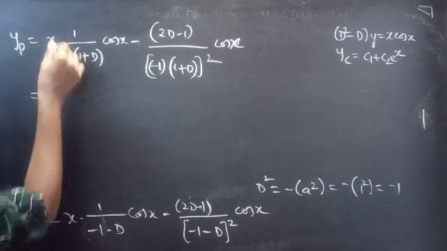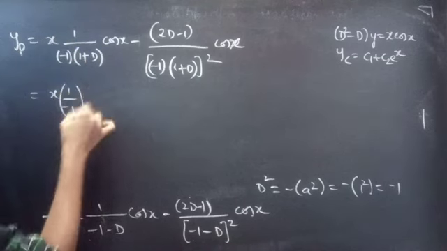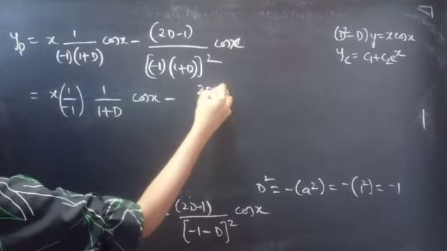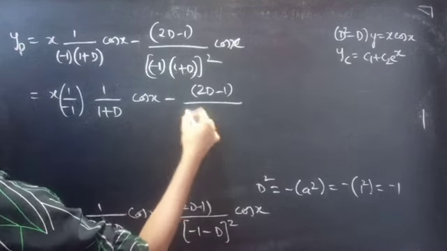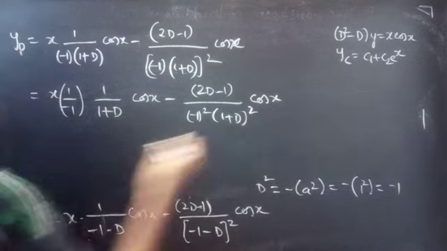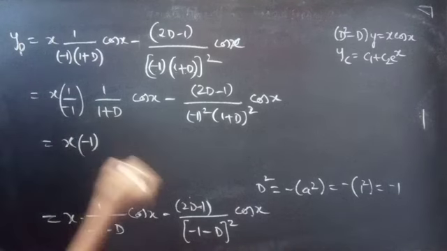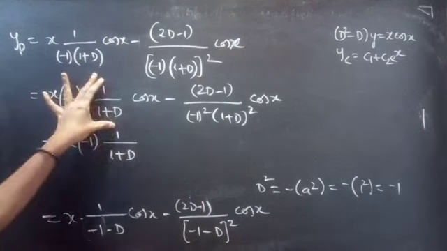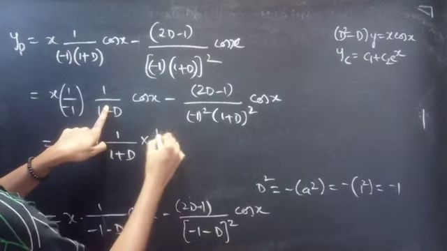Is equals to, or you can just split this as 1 by minus 1 into 1 by 1 plus d cos x, minus 2d minus 1 by minus 1 whole square into 1 plus d whole square. Right, this equals x into 1 by minus 1, which is obviously minus 1. x into minus 1 into 1 by 1 plus d. In the denominator of this fraction we are having plus, right? So just replace this plus with minus, we'll get 1 minus d.